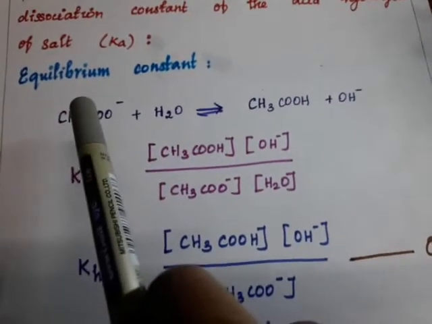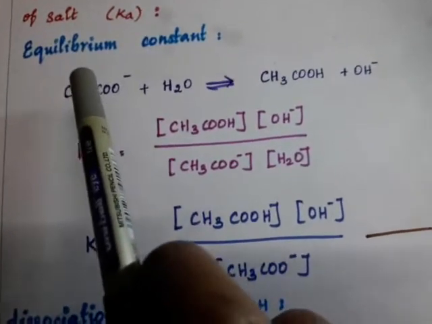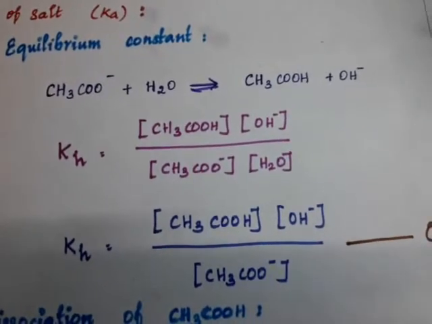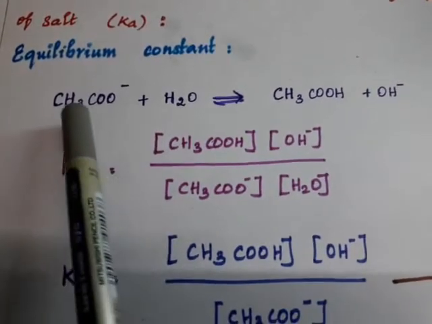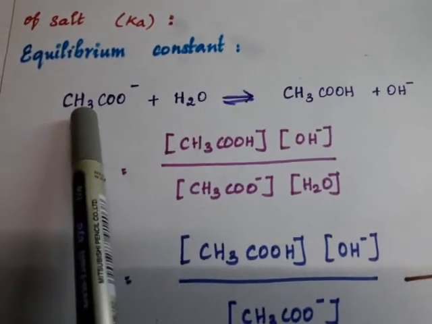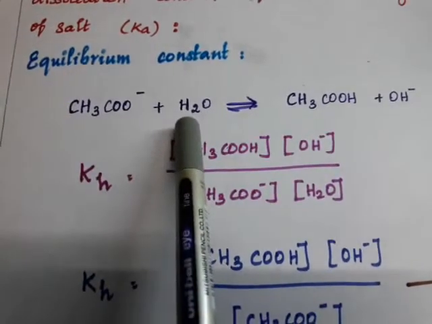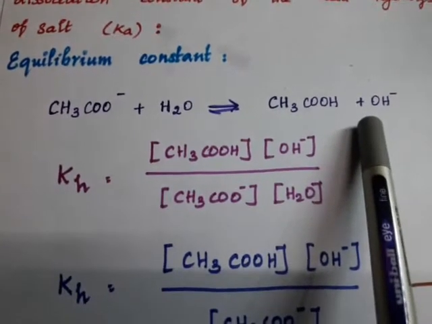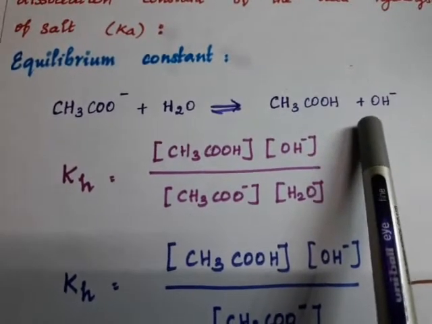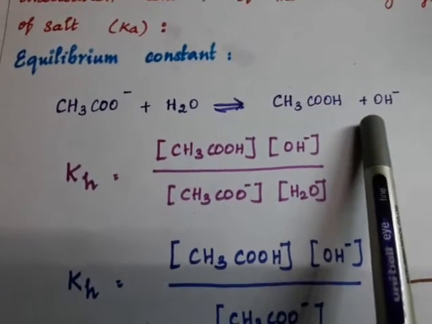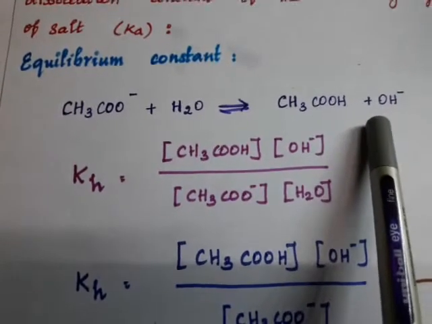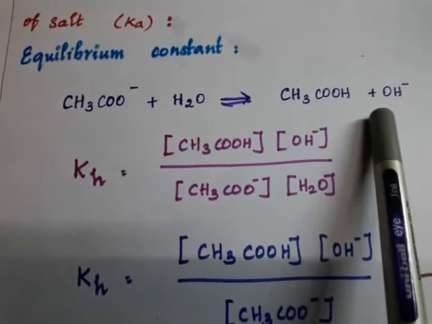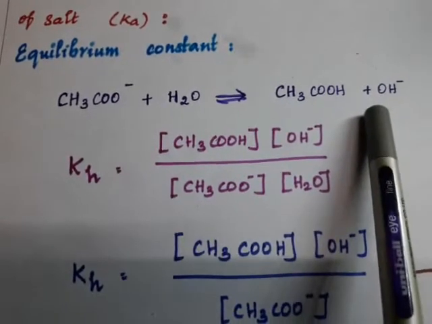First we will find out Kh, which means the equilibrium constant, for the hydrolysis, as we have seen in the last. The reverse reaction means the acetate ion reacts with water. It gives acetic acid and OH minus ion. This reverse reaction is said to be salt hydrolysis, right? So we had the conjugate base and conjugate acid. The conjugate acid is weak, so it cannot react with water.